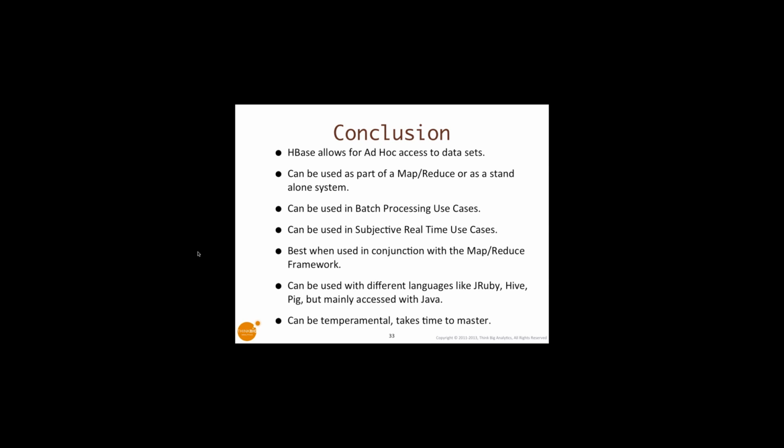So in conclusion, HBase does allow for ad hoc access to data sets. We can fetch and use the method get to pull out a single row. We can use scan. In our example, we use a scan. We have a start row and a stop row. We can use it as part of a MapReduce job or a standalone process.